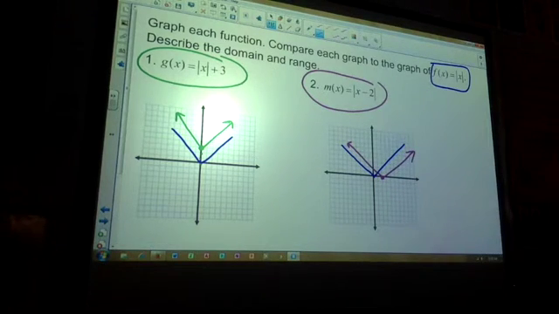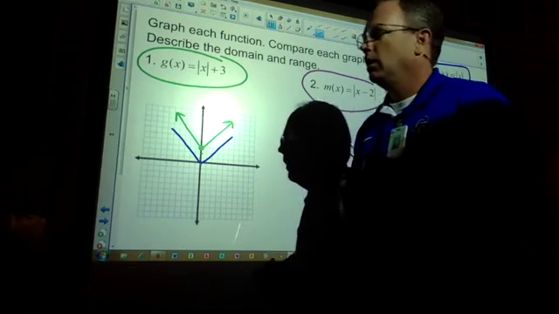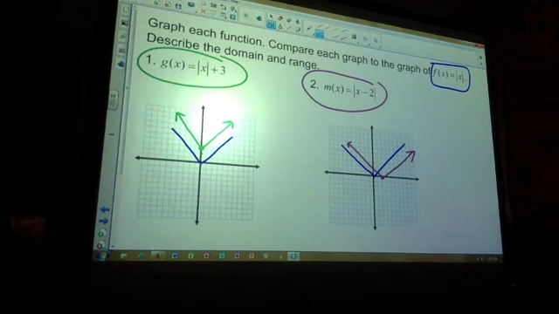There you go. So if it's grouped, it's going to shift the opposite direction you would think. If it's negative, it goes right. If it's positive, it goes left. If you're adding something outside the grouping or outside the absolute value, it'll shift up if it's positive, it'll shift down if it's negative.